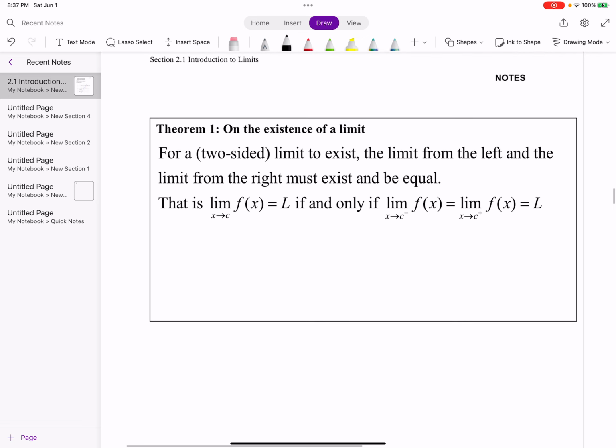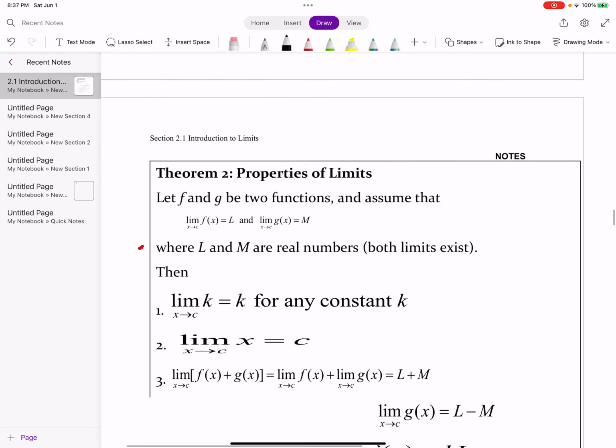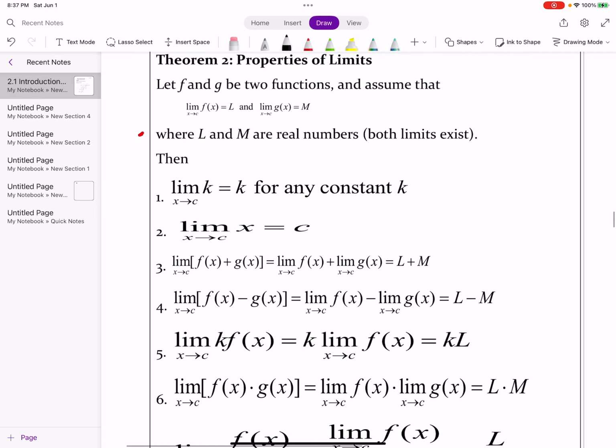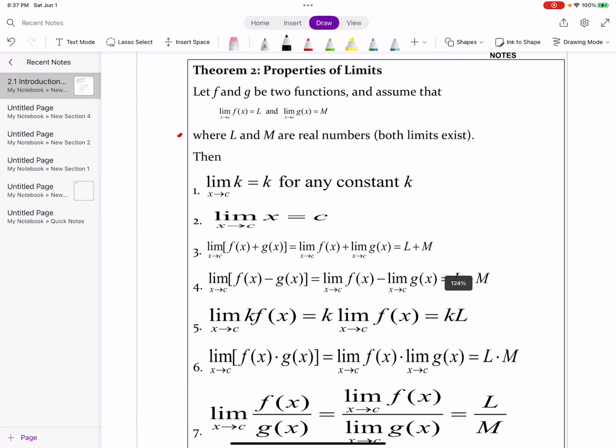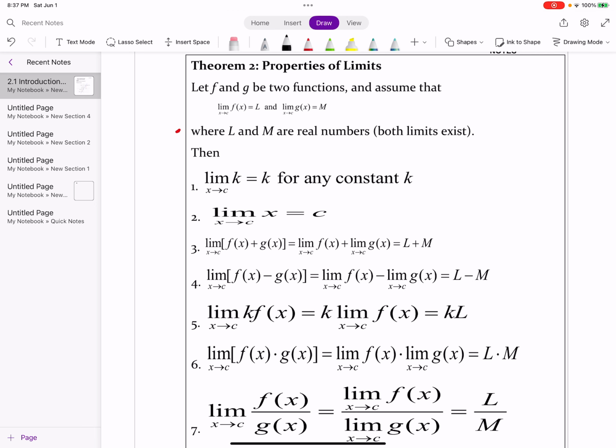So there is a theorem here. It says that for a two-sided limit to exist, the limit from the left side and the limit from the right side must exist and be equal. That is what we discussed on the previous graphs. That is to say, limit of x approaches c of f of x is equal to L if and only if the limit from the left side is equivalent to the limit from the right side. So in the next video, I'll discuss the properties of limits.